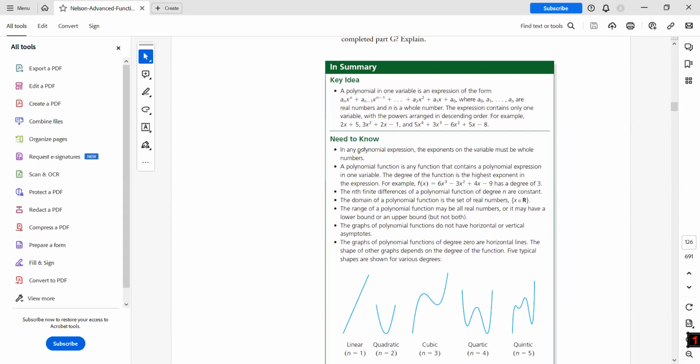The degree of a function is the highest exponent in the expression. For example, f of x equals 6x to the third power minus 3x to the second power and so on has degree 3 because the greatest exponent is x to the power of 3. The nth finite differences of a polynomial function of degree n are constant.